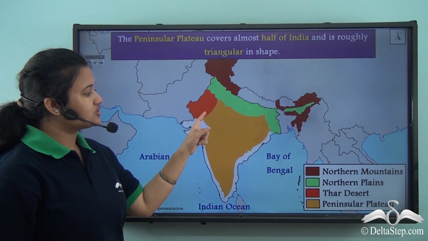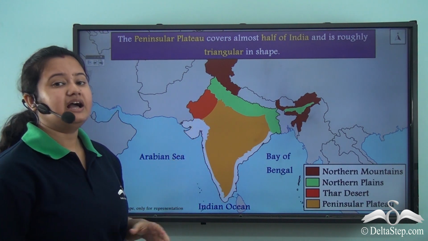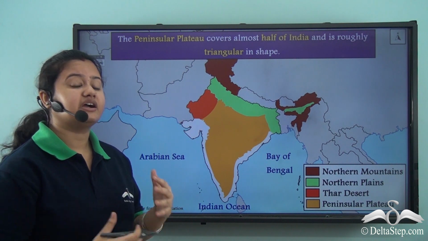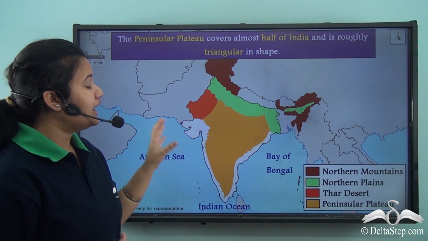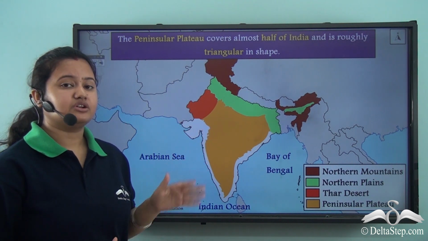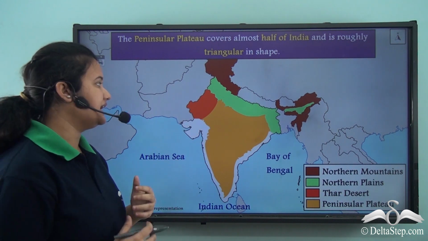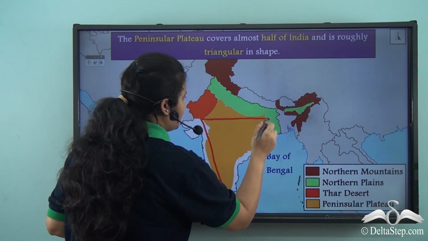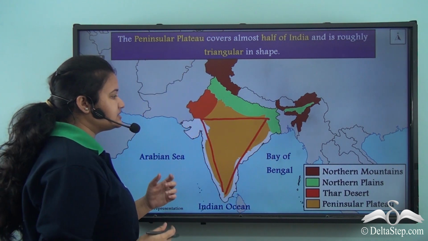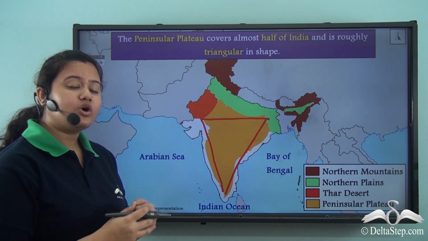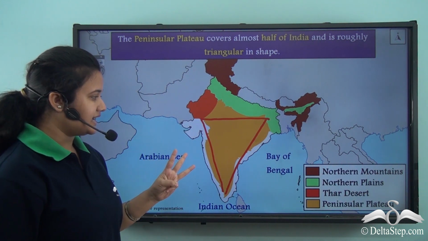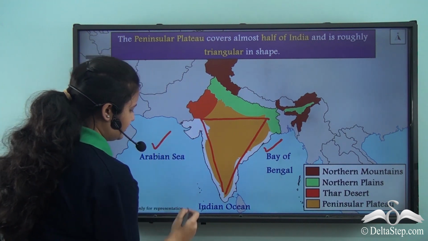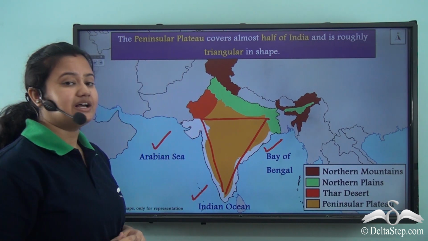Well, the central and southern part of India is actually a highland with a rugged topography. If you look into this region from above, then you shall find that it is roughly triangular in shape. And also this region is surrounded by water bodies on all three sides: Bay of Bengal in the east, Arabian Sea to the west, and Indian Ocean to the south.